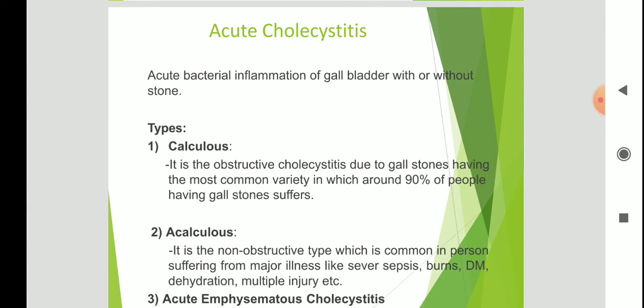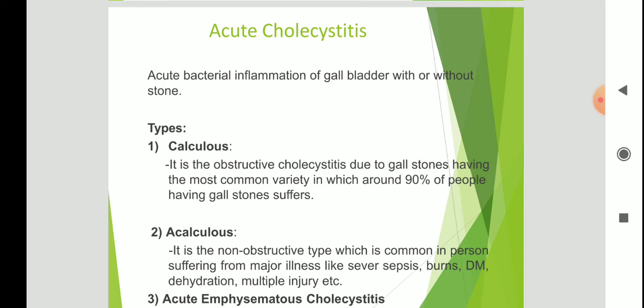Acute cholecystitis is an acute bacterial inflammation of the gallbladder with or without stone. Types: calculous, acalculous, and acute emphysematous cholecystitis. The important ones are calculous and acalculous. What happens in calculous? It is the commonly involved one, contributing to 90%.